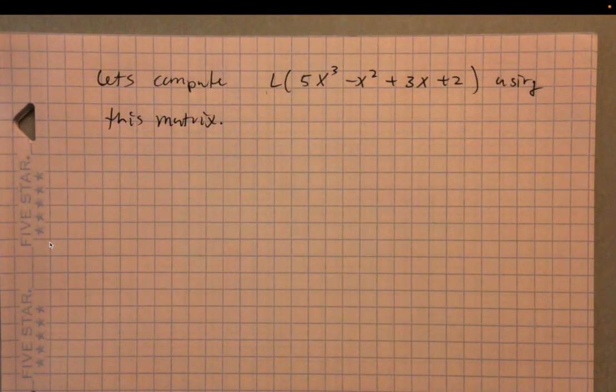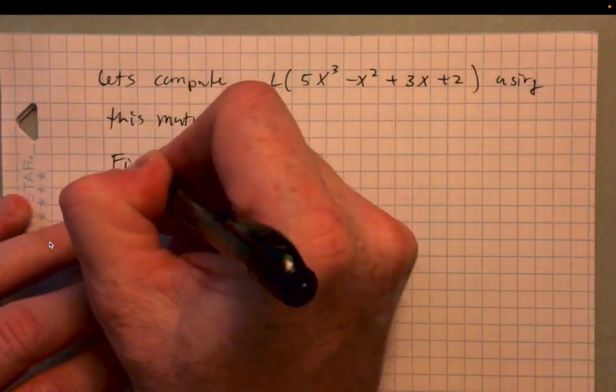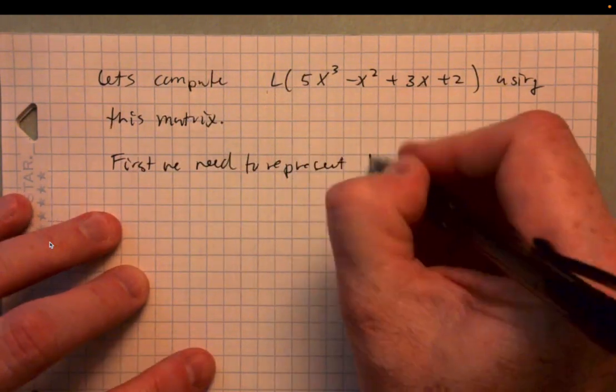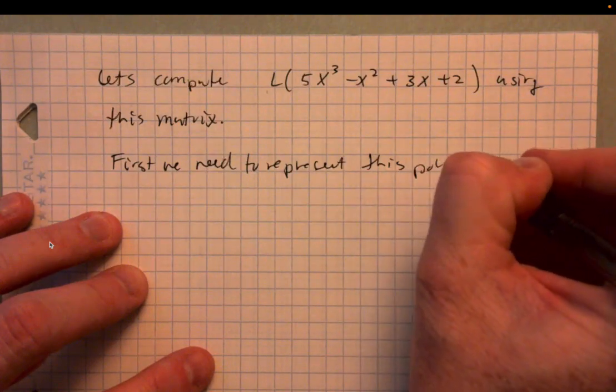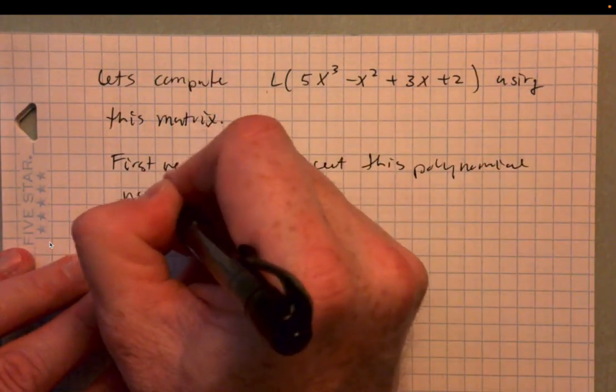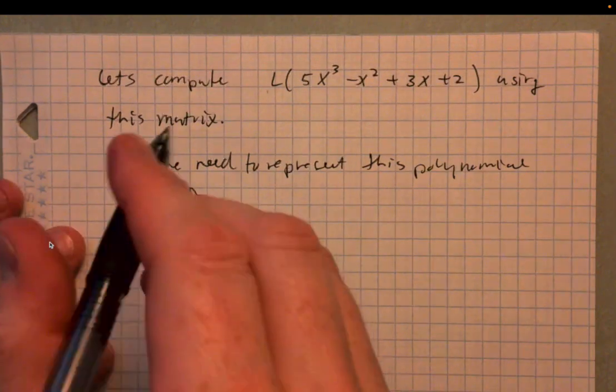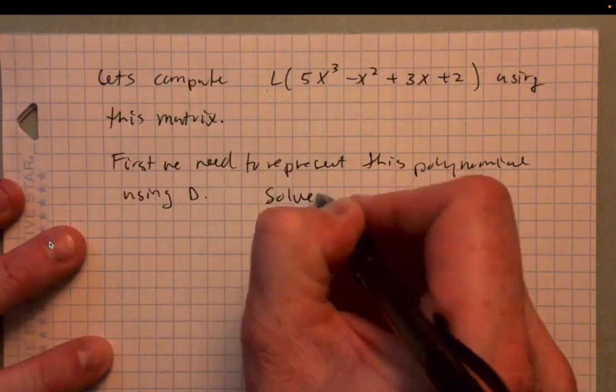So first, because the basis is more complex, first we need to represent this polynomial using D. Right. In the previous example, we didn't really have to worry about this too much because we were using the standard basis, and so the vector itself is its own coordinatization. But here we do have to think about this differently. We basically have to solve. What do we have to solve?